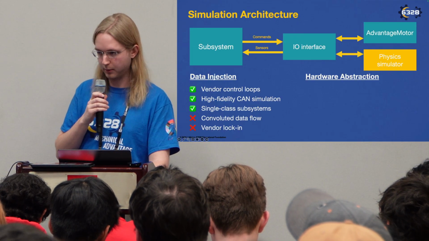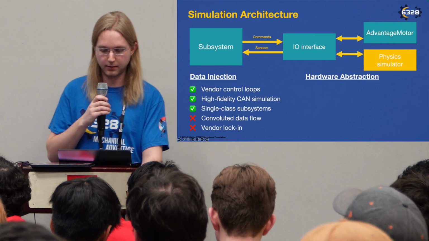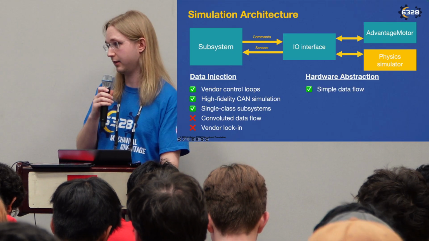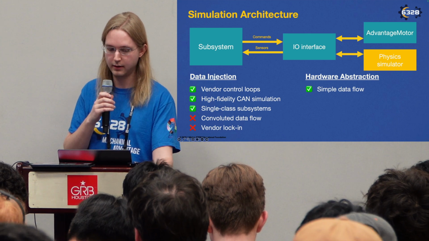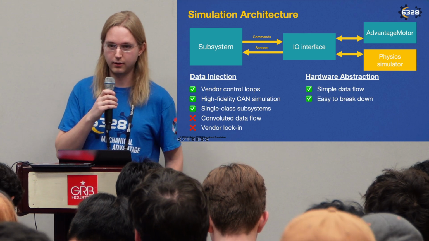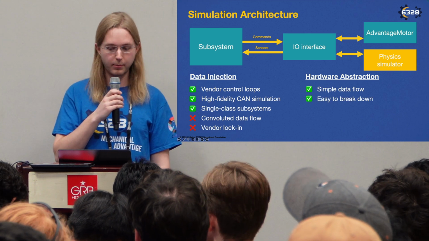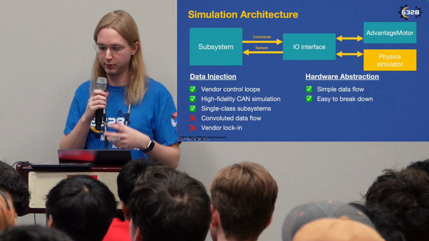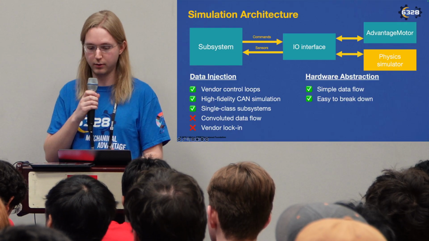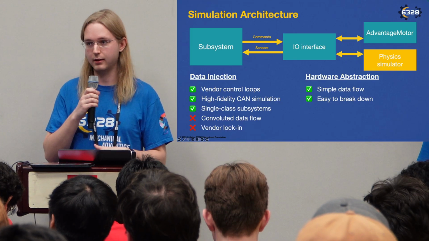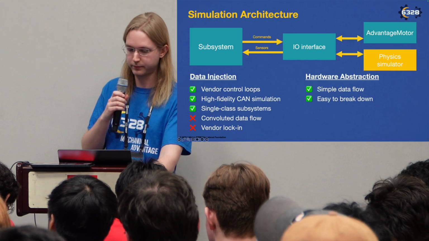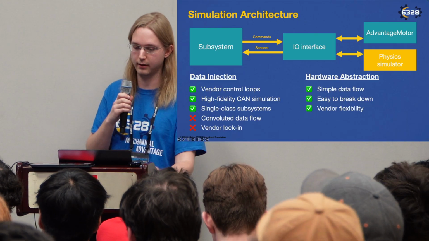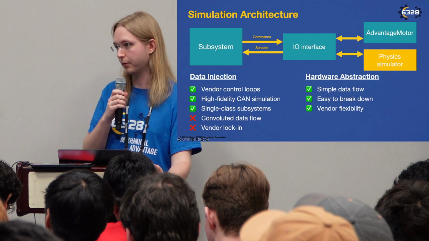So what about hardware abstraction? Well, a major benefit is that it's a much simpler data flow. It's easy to explain, and we find it's much easier for most students to understand. It's also easy to break down. So we find that for a lot of students, when jumping into writing code, it's very nice when they only have to think about one interface or one implementation with a defined role, rather than needing to deal with everything all at once. It also enables vendor flexibility. Your simulation isn't tied to a vendor at all, and you can have multiple real implementations.